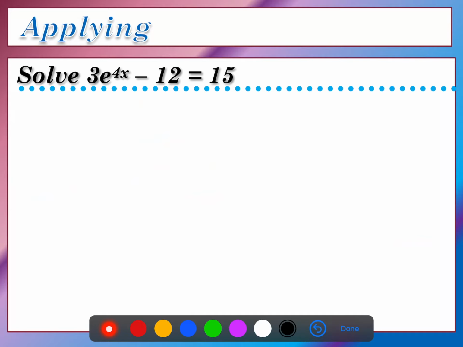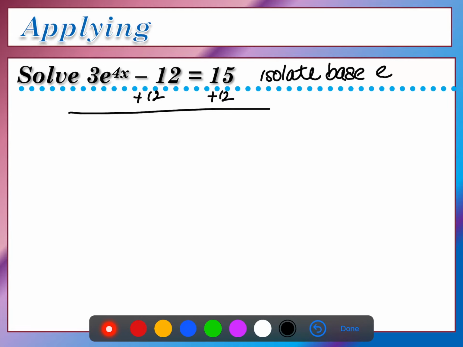All right, so let's take a break from common log for a second and look at base e. So these equations are actually a little bit more simple to solve. Okay, I'm going to isolate the e. I'm going to get the e by itself. So I'm going to add 12, and divide by 3.